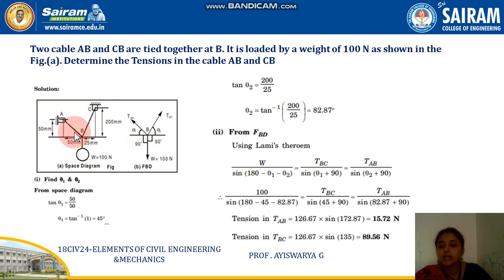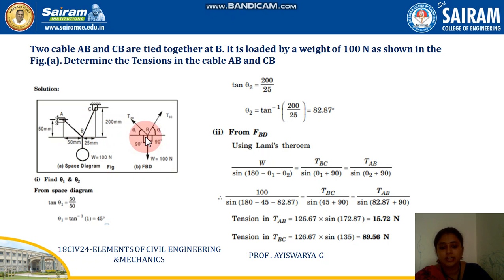And in order to find the angle, they have given us the hint of 50 mm distance, 25 mm distance and 200 mm distance. Right. So just make a FBD for this. While making, just take theta 1 on one side and theta 2 on the other side and find them out. So for finding theta 1, tan theta is opposite side by adjacent side. Opposite is 50 mm, adjacent is 50. So you will get 45 degrees for theta 1. And for theta 2, if you apply the same formula, you will be getting 200 by 25. So finally theta 2 you will be getting.